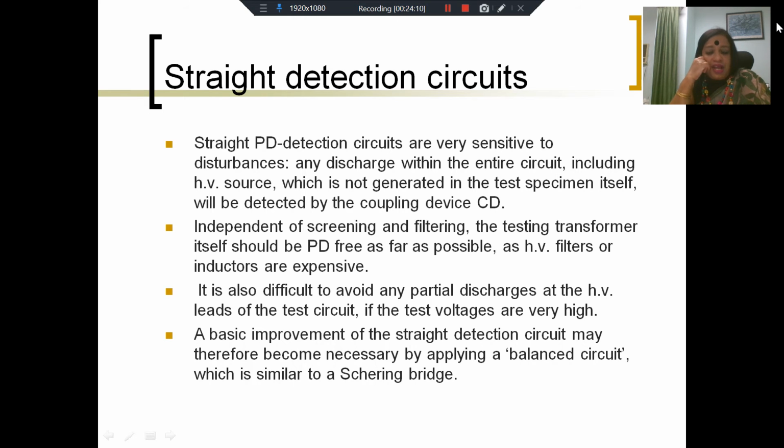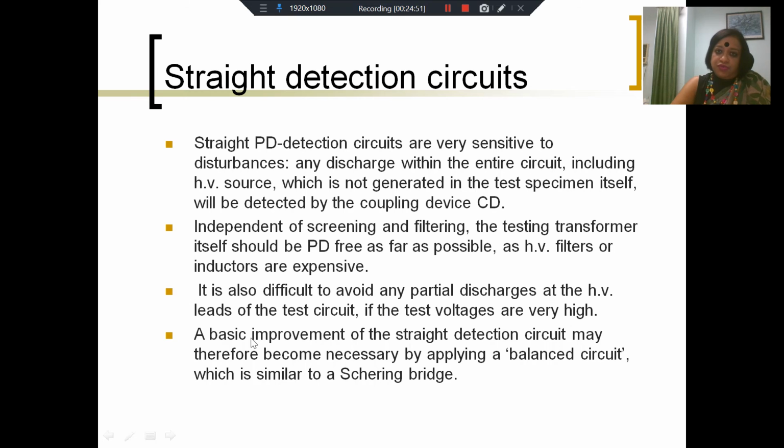You should also have screening and filtering. High voltage filters or inductors are expensive. We should also make sure that there is no partial discharge in the high voltage leads of the test circuit. So you have these high voltage test leads which are in air, and if you have the slightest protrusion or irregularity of surface, the leads can discharge, and those PD pulses will superimpose on the PD pulses that we actually intend to measure and mess up our measurement. So it is also difficult to avoid any partial discharges at the high voltage leads of the test circuit if the test voltages are very high.